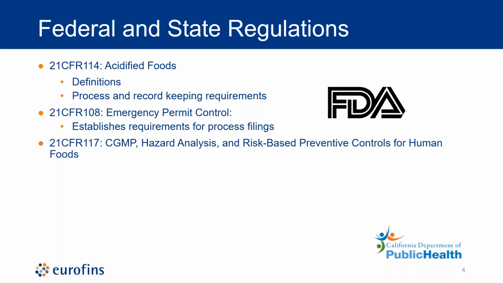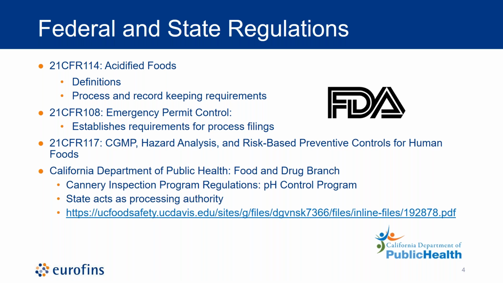These products are not excluded from the FSMA regulation, so you also have to comply with 21 CFR 117, which is the CGMP, Current Good Manufacturing Practices, Hazard Analysis, and Risk-Based Preventive Controls for Human Foods under FSMA. If you're in California, you also have the California Department of Public Health Food and Drug Branch. I'm located in California, so very familiar with this requirement. This is in addition to the federal requirements.